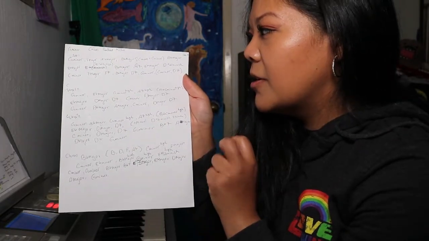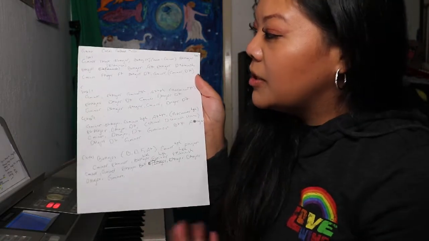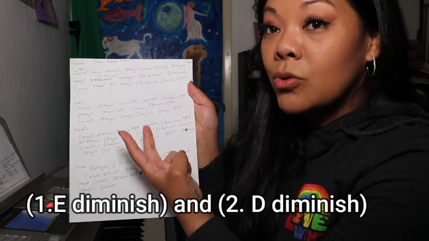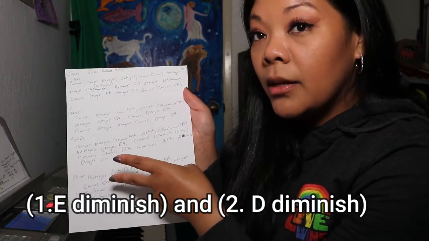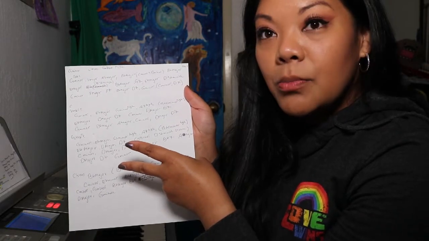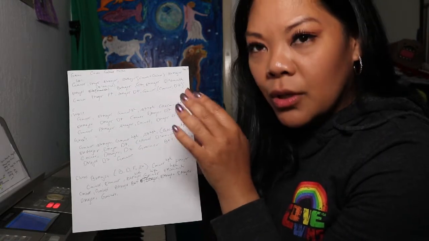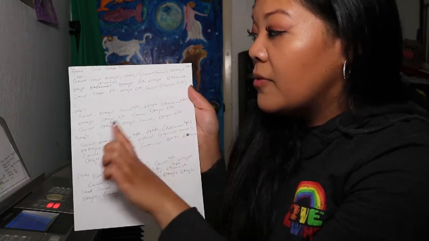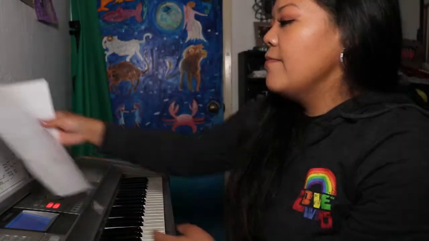Another thing, the last thing I want to mention, I use two diminishes in my chords. So I use E diminished and D diminished, two different ones. In their version, Chordify uses B diminished, which I'm not too sure where that is played, but I know probably there's a meaning for it. But in my version, I use E diminished and D diminished, so two diminishes.